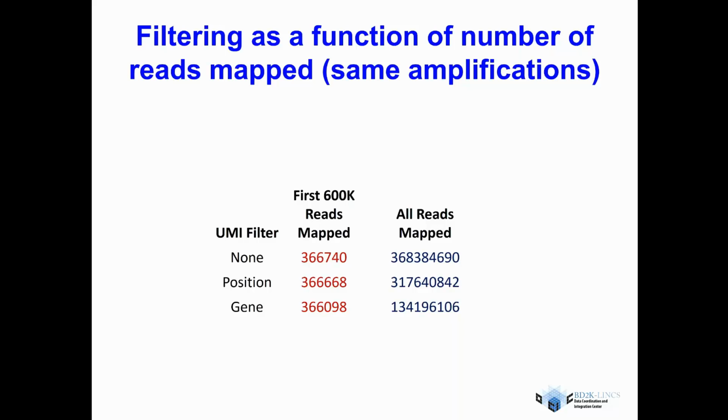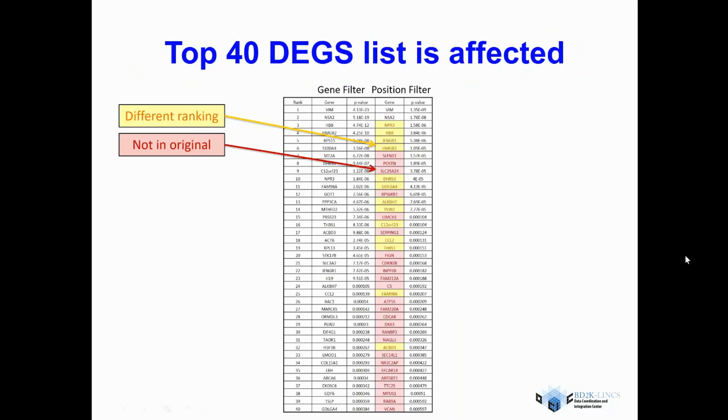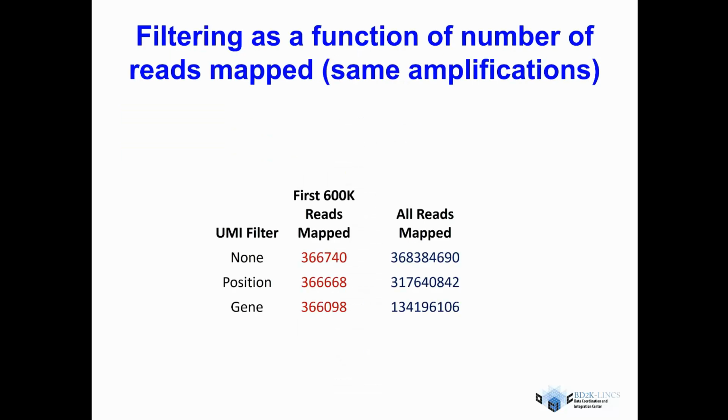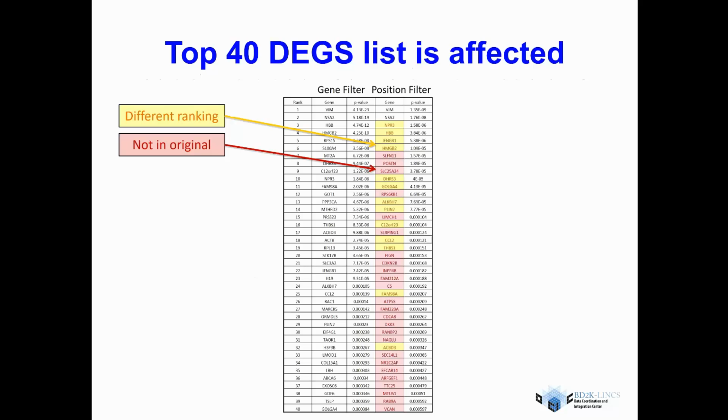Now, of course, when you take a look at how this affects the top 40, the list of differentially expressed genes, it makes a huge difference. And you would expect that. I mean, you take a look at the number of reads mapped: you have more than twice the number of reads mapped when you're doing position filtering as when you're doing gene level filtering. So why is this the case?